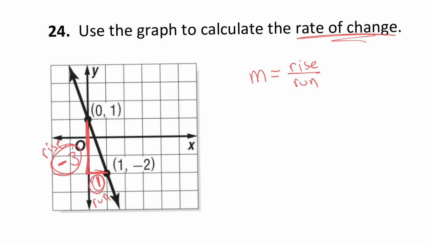So I'm going to substitute the numbers. Rise is negative 3. And the run on the bottom of the fraction is 1. Negative 3 over 1. You can simplify. Negative 3 over 1 is just negative 3. So the rate of change, or the slope of the graph, is -3.